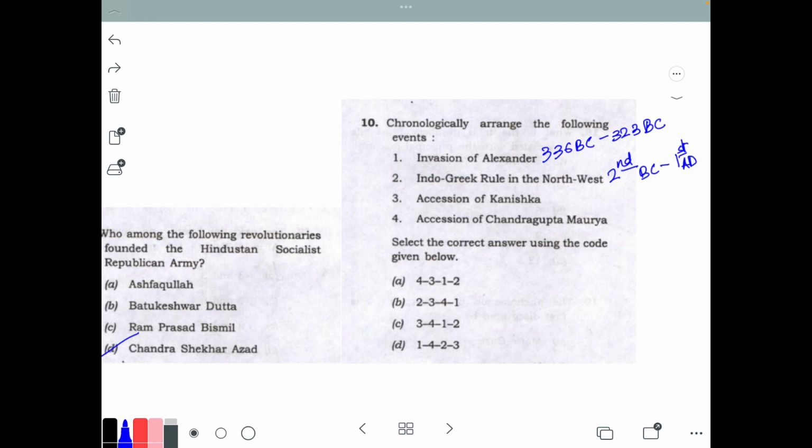And the third one is accession of Kanishka. Kanishka was the emperor of Kushan dynasty in the 2nd century. He ascended the throne in 78 AD. And accession of Chandragupta Maurya. Chandragupta overthrew the Nanda dynasty and then ascended the throne of the Magadha kingdom in present-day Bihar about in 325 BCE. So the correct answer is D. 1, 4, 2, 3.